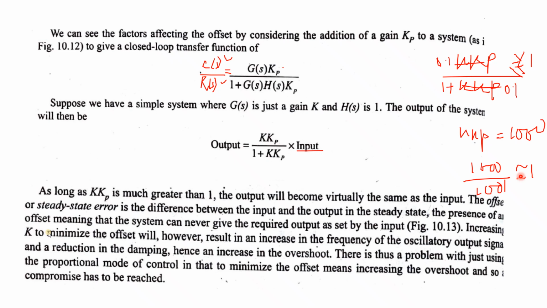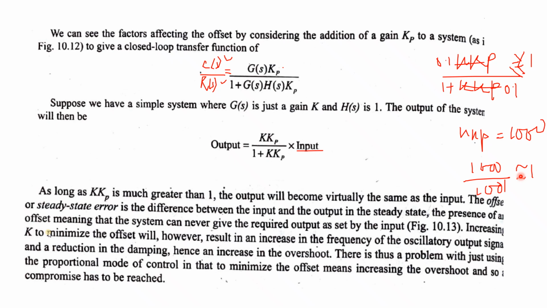If it is 10,000 divided by 10,001, then it is much closer to 100%, but it is not exactly 100%, because there will always be some offset error. If there is an offset error in the beginning, it will continue to be there, and the proportional controller cannot make any arrangement to minimize that particular offset error.